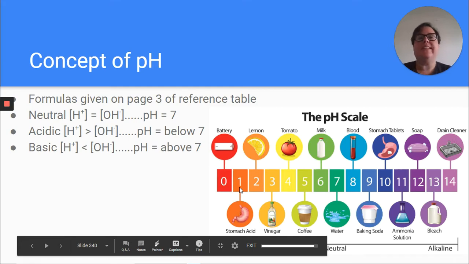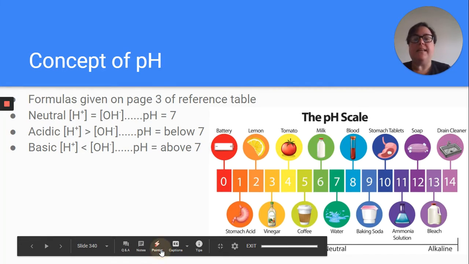Today we're going to look at the concept of pH. Hopefully you remember from our discussion on the properties of acids and bases that acids have a pH that's less than 7. And so things like stomach acid, vinegar, coffee, tomato, lemon, batteries, milk even is all acidic because they have a pH less than 7.